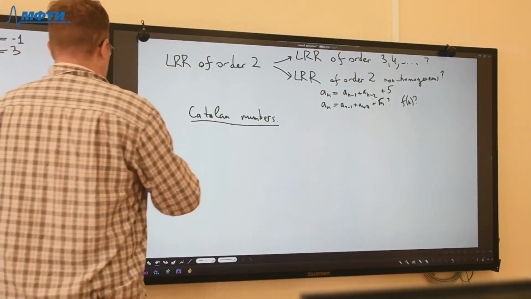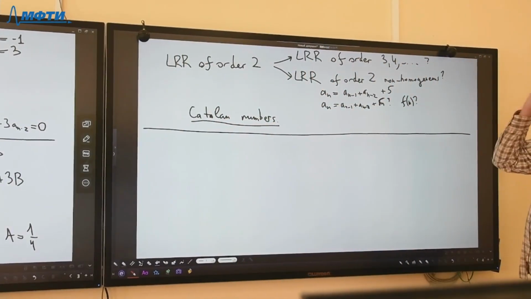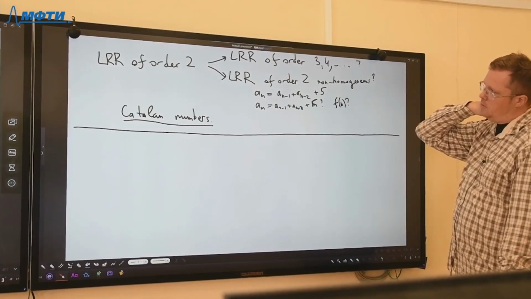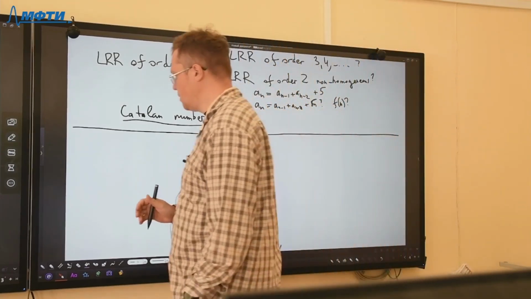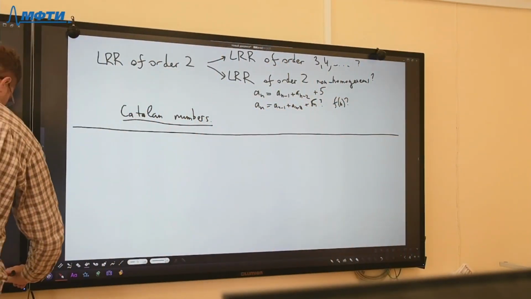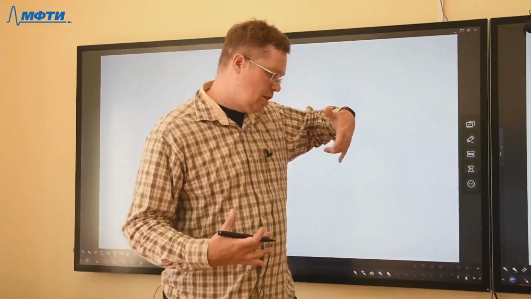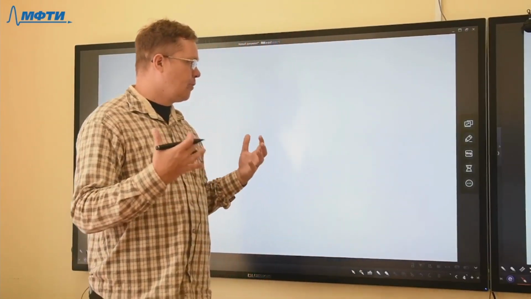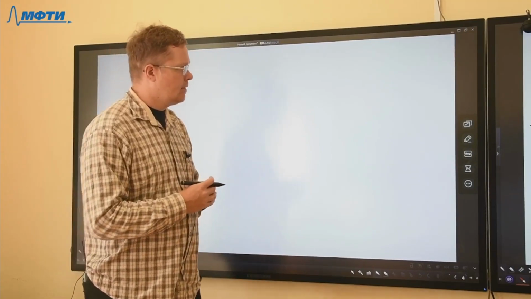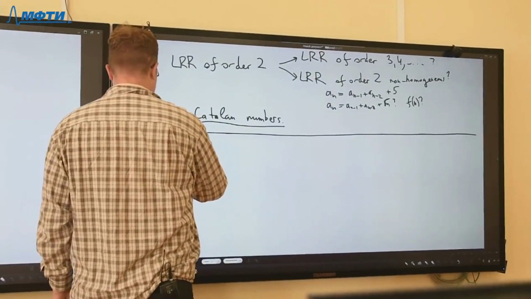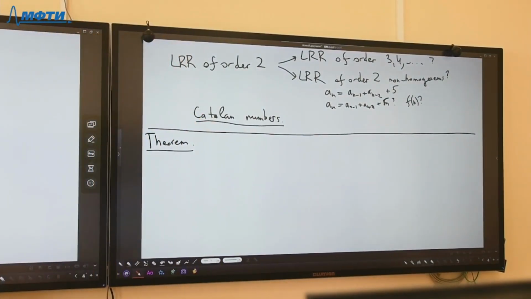Okay, so let's briefly discuss what happens in the linear recurrence of order greater than 2. We can prove the same theorem, but we need to generalize our 2 different cases here. We have one case when we have different roots, and the second case when we have multiple roots. And we can combine them and write a theorem for an arbitrary linear recurrence of order k.